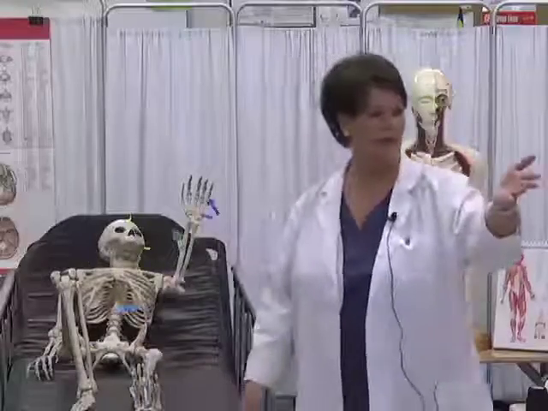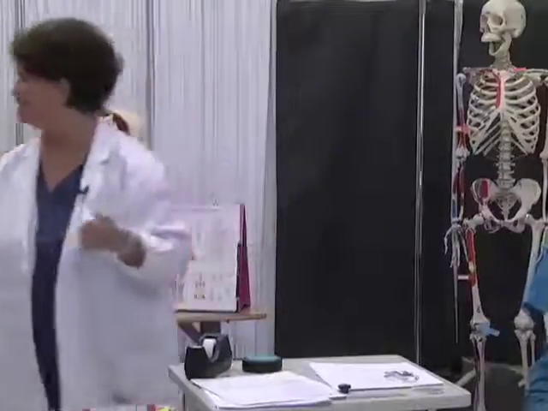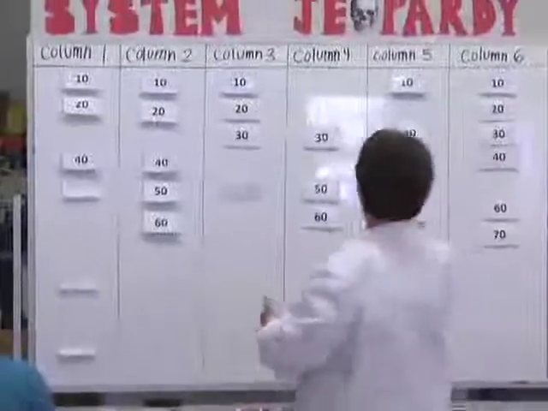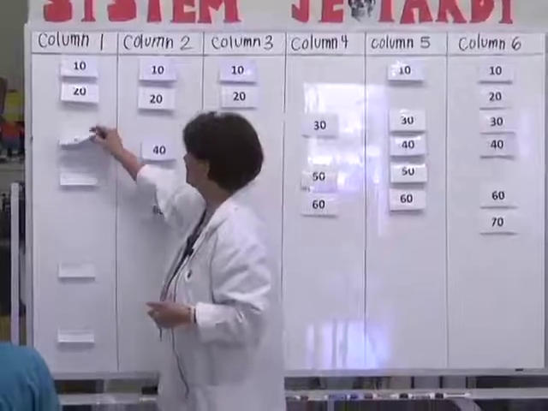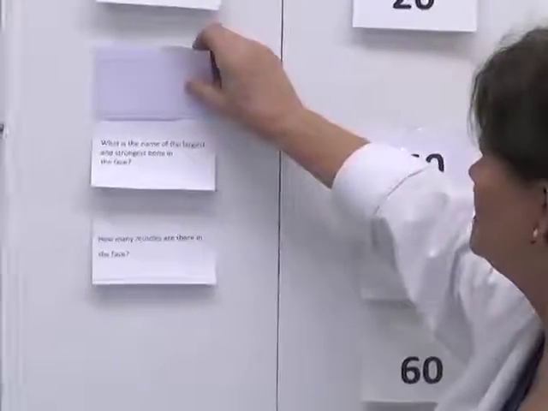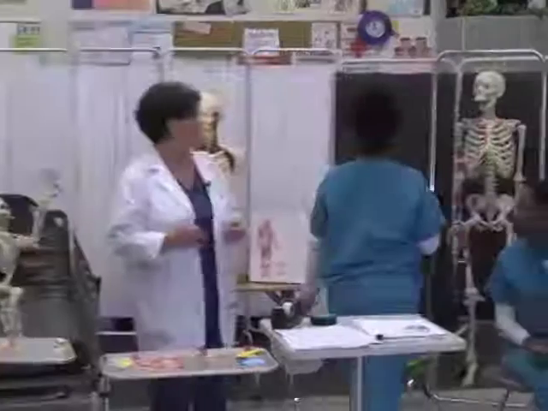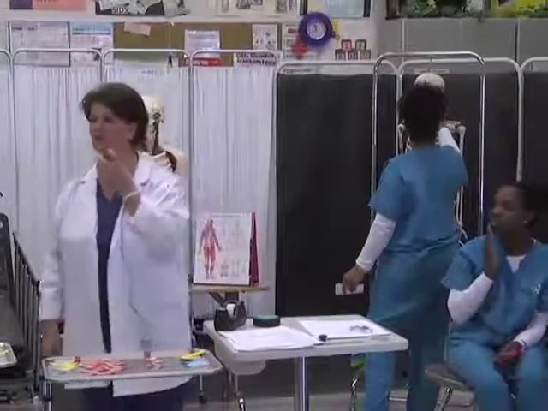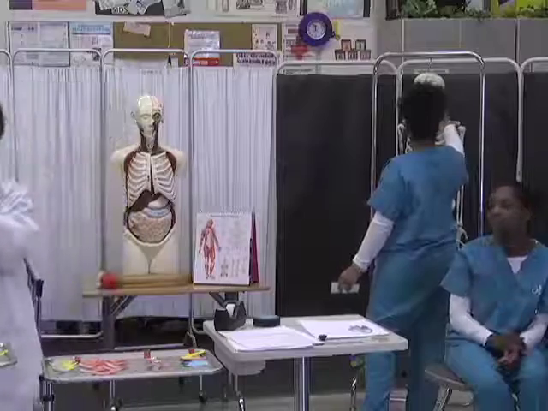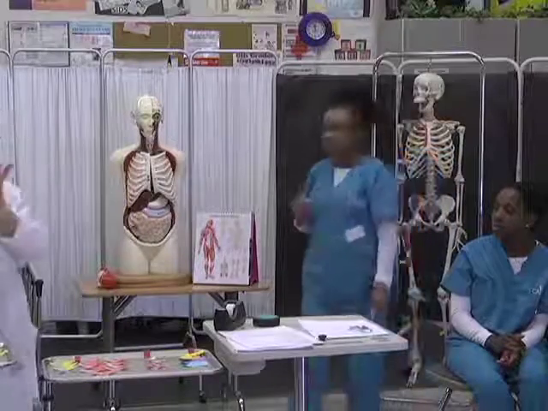Larita. 1 for 40. Larita, what is the name of the largest and strongest bone in the face? Mandibular. She says, mandibular. Come on and get your 40 points. So come show us where the mandibular is. So if we have the mandibular, and there's a U that shapes in there, what is that U called?